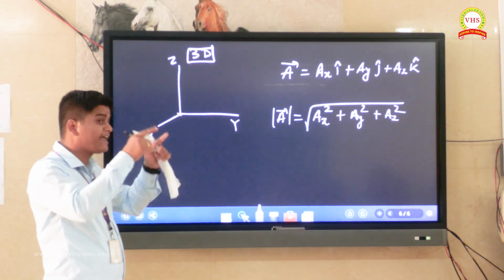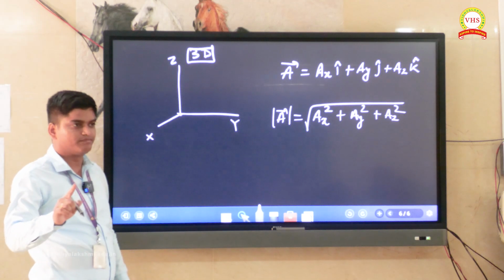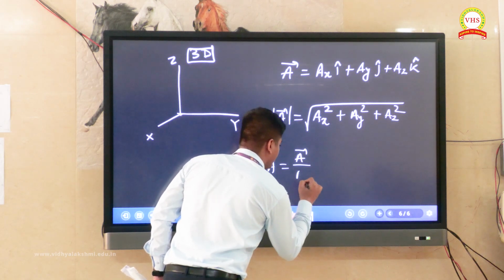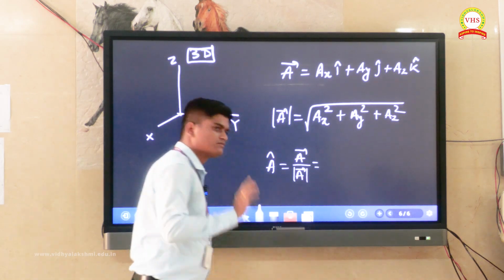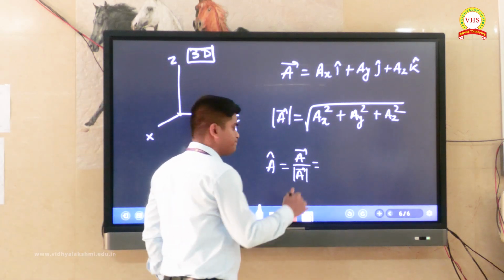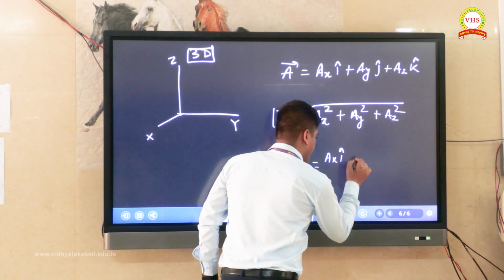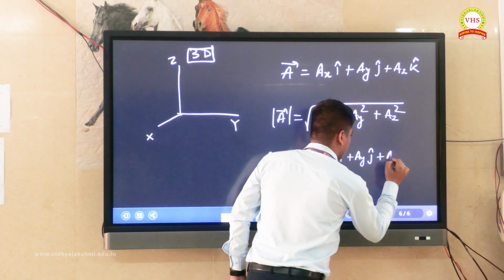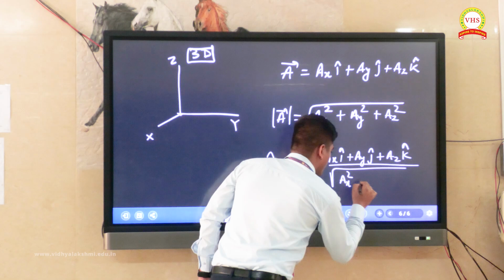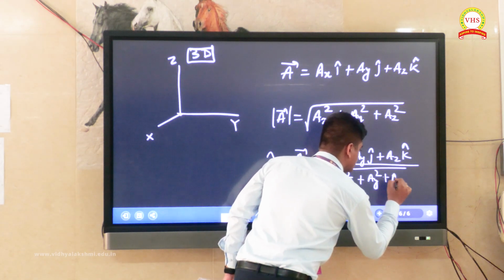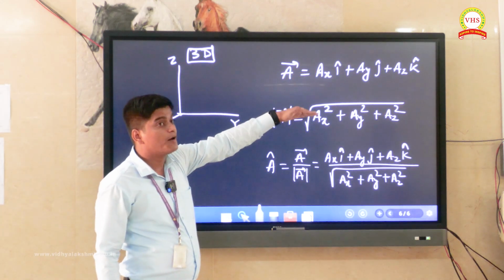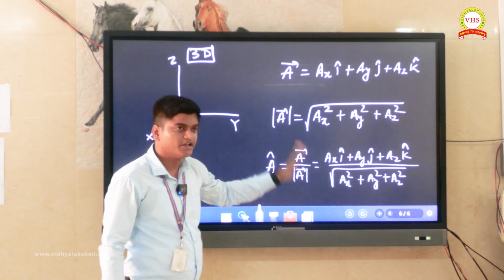Now if you want to find a cap, what do we have to find? A cap. Okay, Harsha, you tell. What is a cap? A vector divided by the vector magnitude. Okay, Yogalakshmi, tell. ax i cap plus ay j cap plus az k cap divided by root under ax square plus ay square plus az square. Okay. So this is the vector, this is the magnitude of the vector, and this is the unit vector.